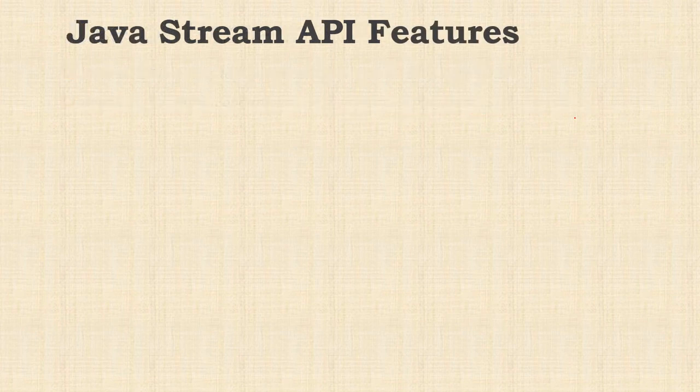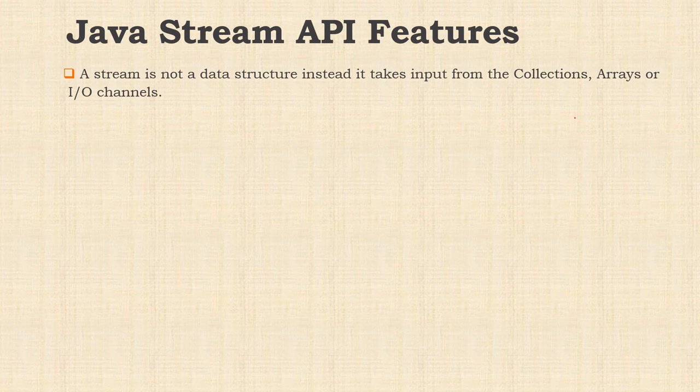Now Java Stream API's features. Stream API is not a data structure. Instead, it takes input from collections, arrays, or I/O channels. Just now we discussed, we can't store anything in Stream API, like in an array list where you can store multiple objects. But in Stream, we can't store. We can do some further operations: we can do filter, we can do map, we can do sort. So it is not a data structure.